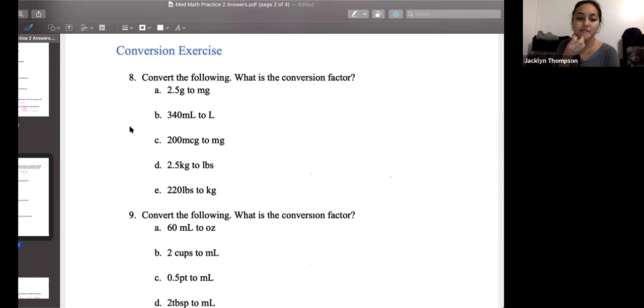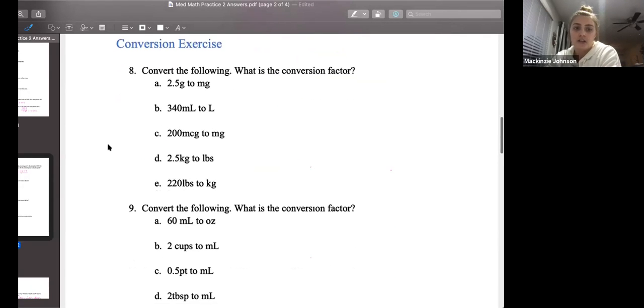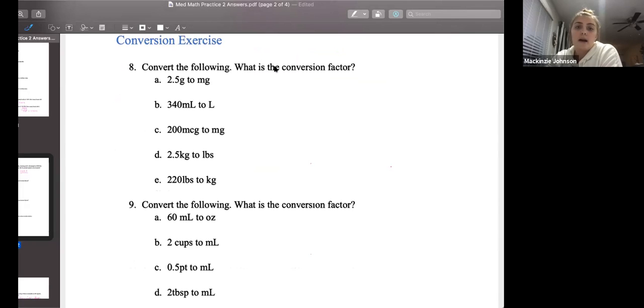So as long as everyone's good with military time, we can move on to conversions. This is where we'll want to go back and reference.